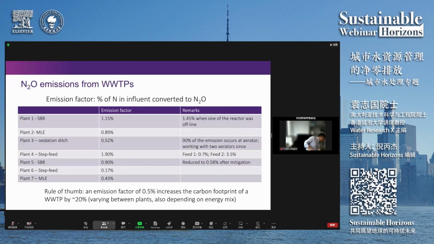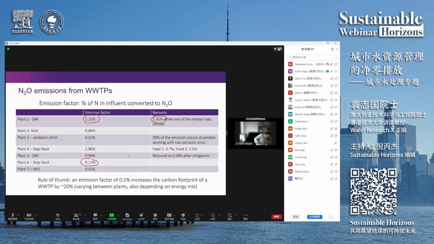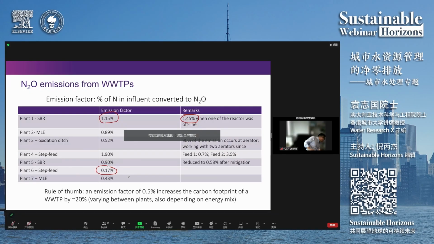These are the results from the 7 treatment plants we monitored more than a decade ago. And you can see it really varied over very large ranges. The lowest we got was below 0.2%, and the highest we got was 1.15%. In fact, in one monitoring period, when one of the treatment lines was taken offline, the emission factor of the remaining lines increased quite significantly because the loading was increased. In general, the median level is around 1%, 0.91%.